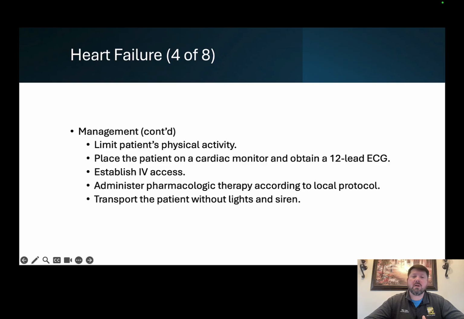Then there's also pharmacological therapy, which also could include sublingual nitroglycerin. Lasix could be given, but it's not currently recommended for use in treating heart failure when you have CPAP, because CPAP will work much quicker.